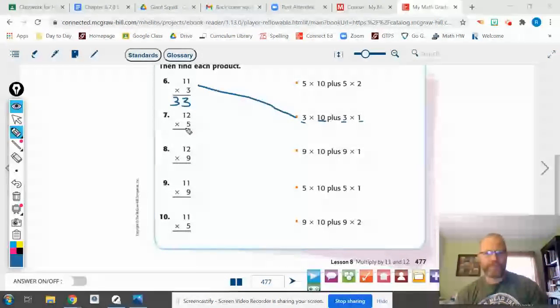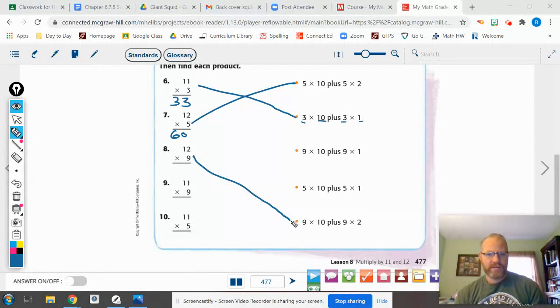12 times 5. So we're looking for a 5. Here's a 5. 10 plus 1? No, that's not 12. 10 plus 2? Yep, that's 12. So we have 60: 12, 24, 36, 48, 60. 12 times 9. So we have 10 plus 1? No. 10 plus 2? Yes. So 12 times 9: 12, 24, 36, 48, 60, 72, 84, 96, 108. So we have 108.